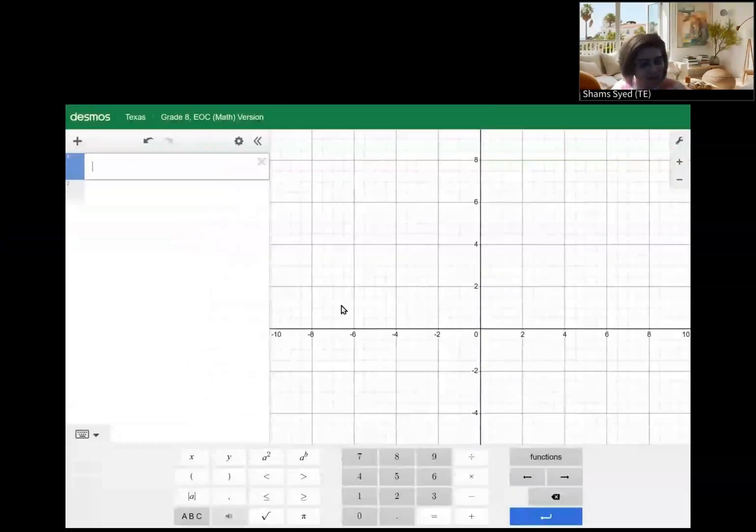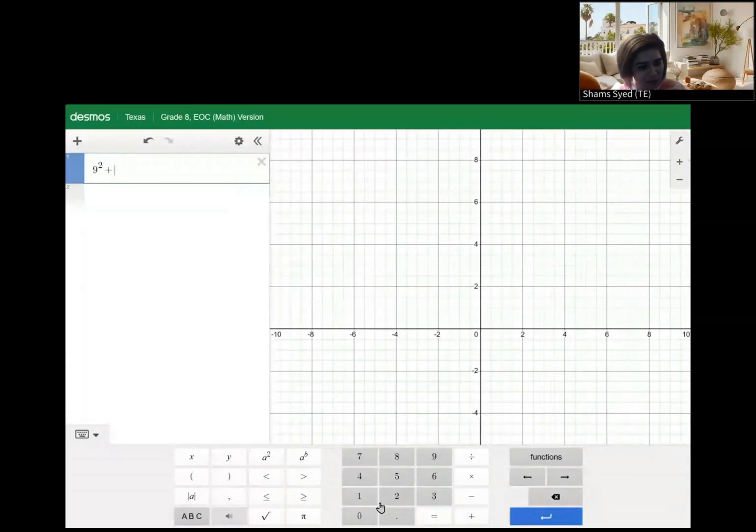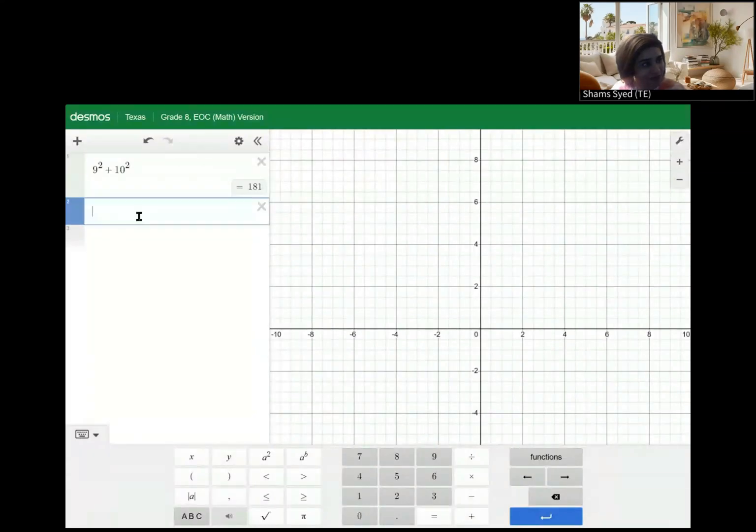The shorter sides are 9 and 10. I do 9 squared plus 10 squared. Is that equal to the square of the longest side, 11? Not equal. Answer A is not a good answer because 9 squared plus 10 squared is not 11 squared.